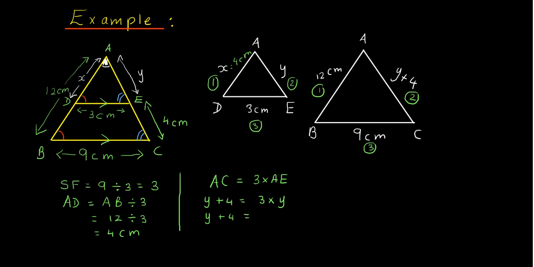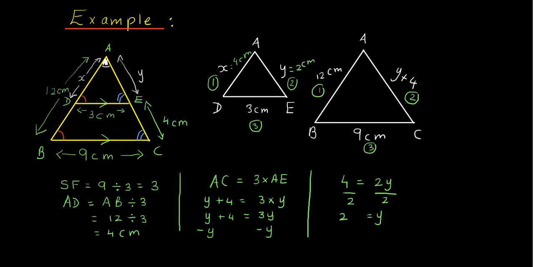Now whenever I'm dealing with equations where the unknown is on both sides, I look at the one with the smaller coefficient and get rid of it. So I'm going to subtract y from both sides and carry on the side here. So I'm left with 4 equals 2y. And now I can divide both sides by 2. So y equals 2. That means this is 2 centimeters.